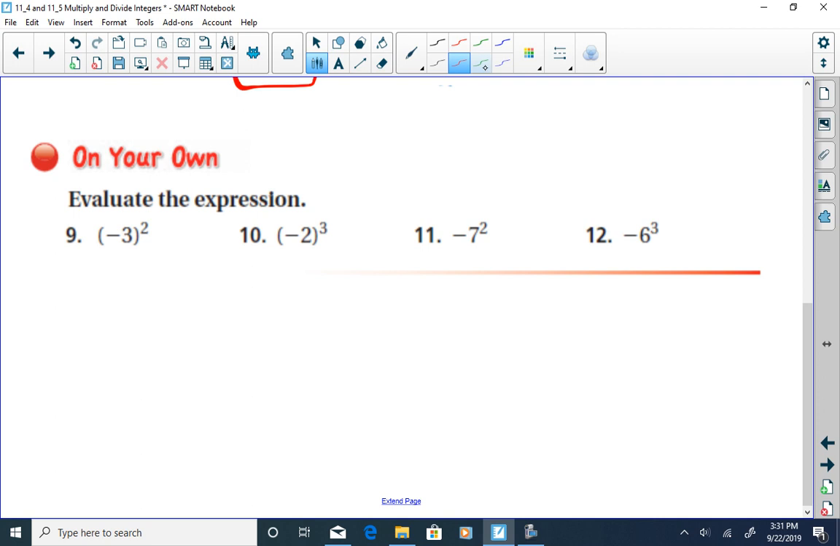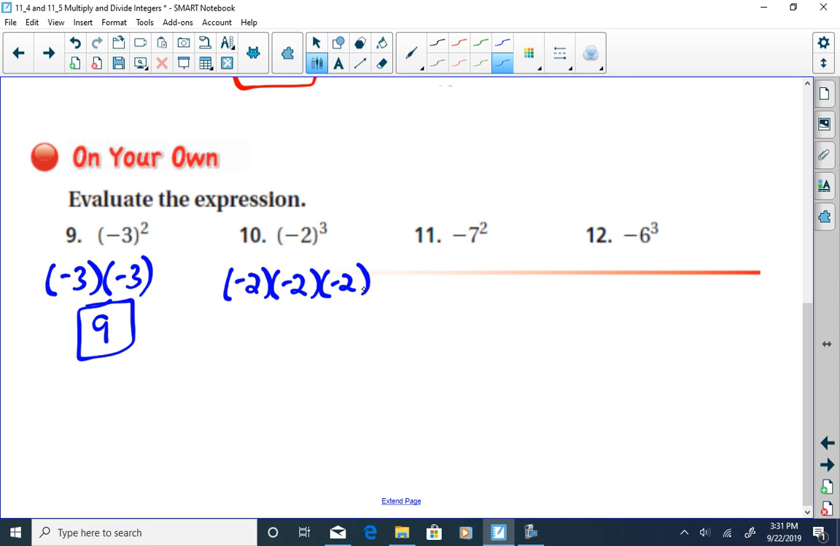All right? Let's take a look at these other examples here. In example 9, our base is going to be -3. And that -3 is going to be used as a factor 2 times. So that's going to be -3 times -3, and that's going to be +9 because I have an even number of negative factors. If I look at example 10, the base is -2. It's going to be used as a factor 3 times. So that's going to look like -2 times -2 times -2. 2 times 2 is 4, times 2 is 8, but because I have an odd number of negative factors, my product's going to be negative.